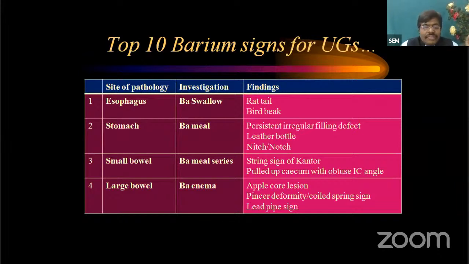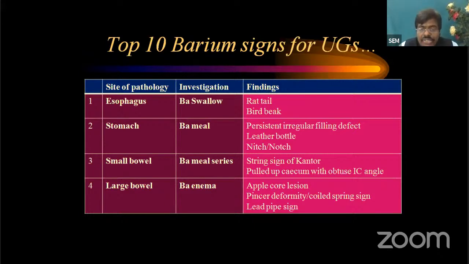Well done. Carcinoma stomach, barium meal. What are the findings you see? Persistent, irregular filling defect, just now I mentioned. Second is leather bottle appearance. Whereas if it is a benign ulcer, which I am going to discuss later, the findings we see are called niche and notch. What is niche and notch, we'll discuss later.